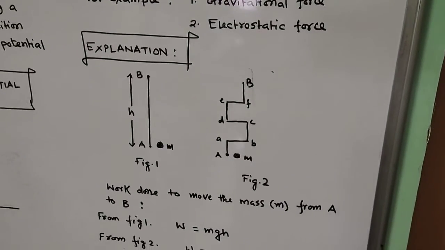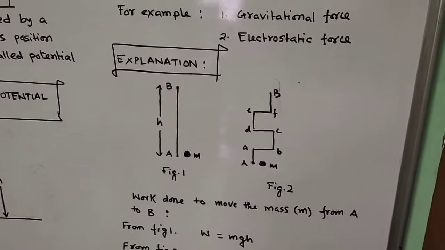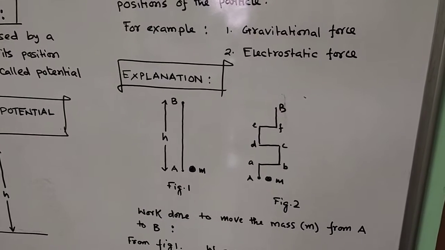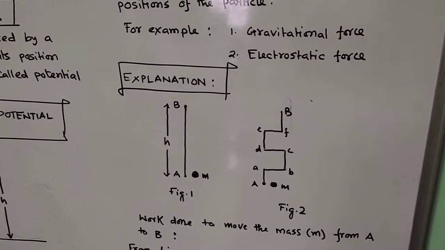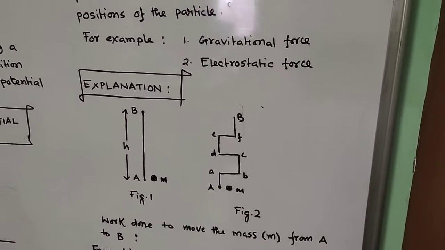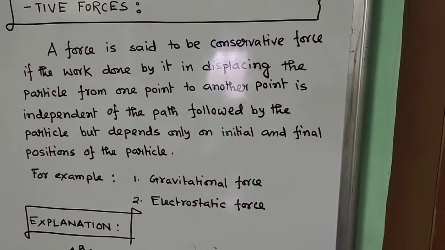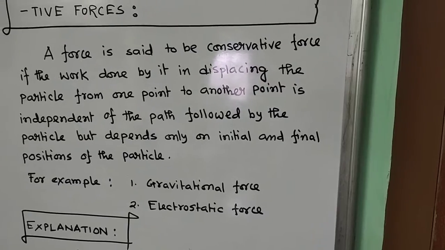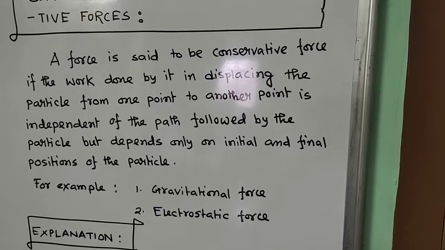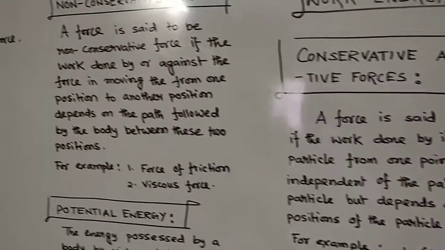The gravitational force acts vertically downward. So this is your conservative force, and the definition is like this: if the work done by the force depends on the endpoints rather than on the path followed, then the force is said to be a conservative force. Let me read this out once again. A force is said to be conservative if the work done by it in displacing the particle from one point to another point is independent of the path followed by the particle but depends only on the initial and final position of the particle.